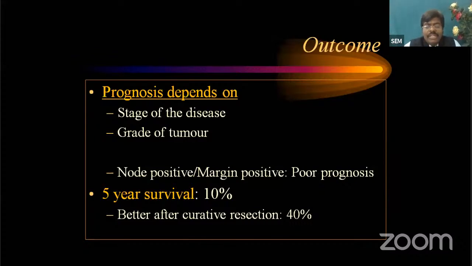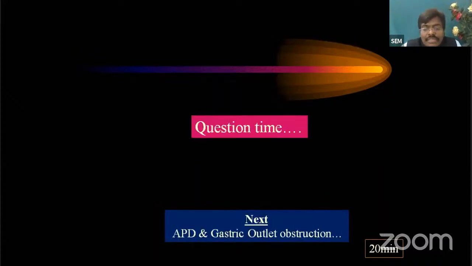The only way we get a better prognosis is by detecting these cases and picking them up early, like stage 1, T1, N0, M0. So that is the early tumor. If you are able to do surgery or treatment, probably you will be able to get something.